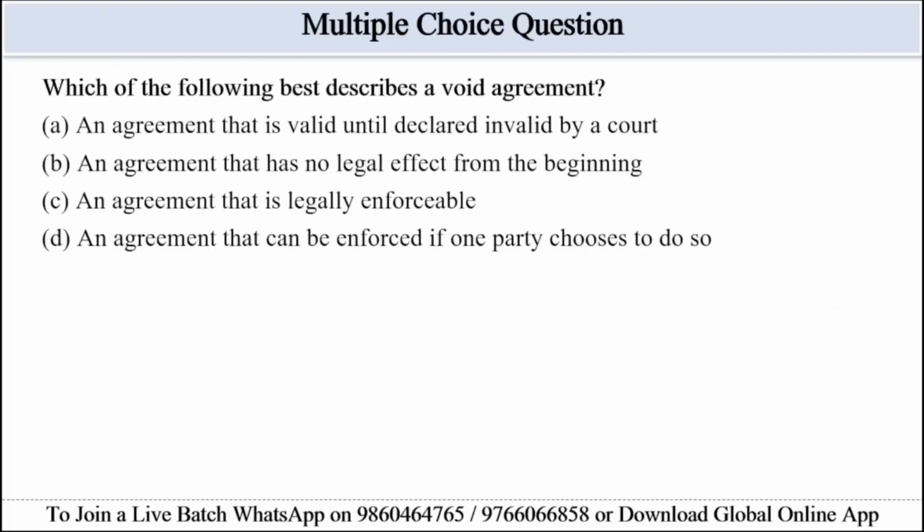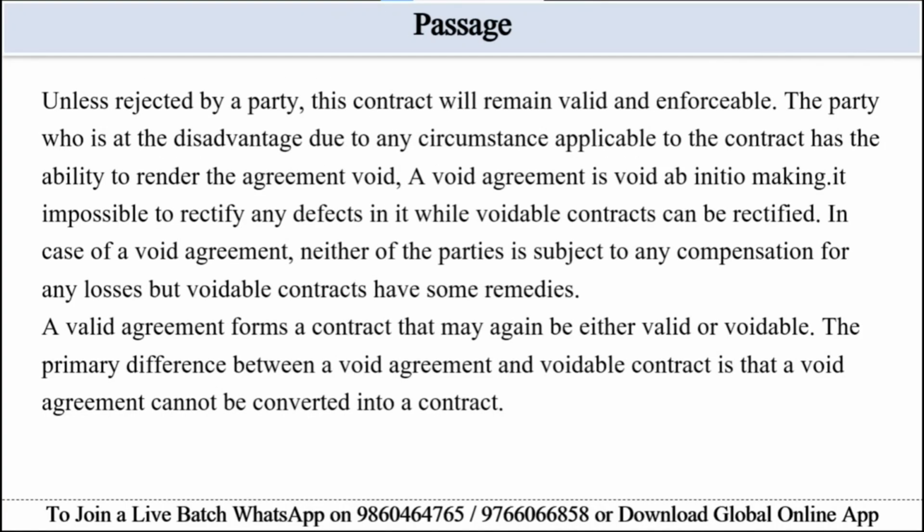Let's see questions. Which of the following best describes a void agreement? Options are given: A, an agreement that is valid until declared invalid by a court; B, an agreement that has no legal effect from the beginning; option C is an agreement that is legally enforceable; and option D, an agreement that can be enforced if one party chooses to do so. So guys, the keywords in this question are void agreement and best describes. So the relevant portion of this passage will be: a void agreement is void ab initio, impossible to rectify.